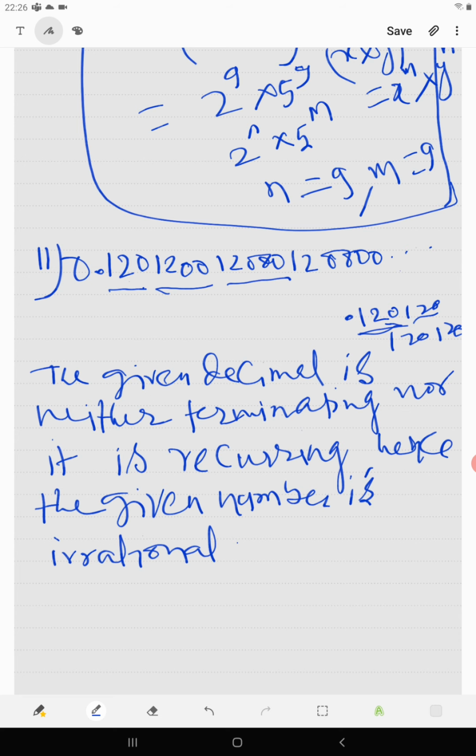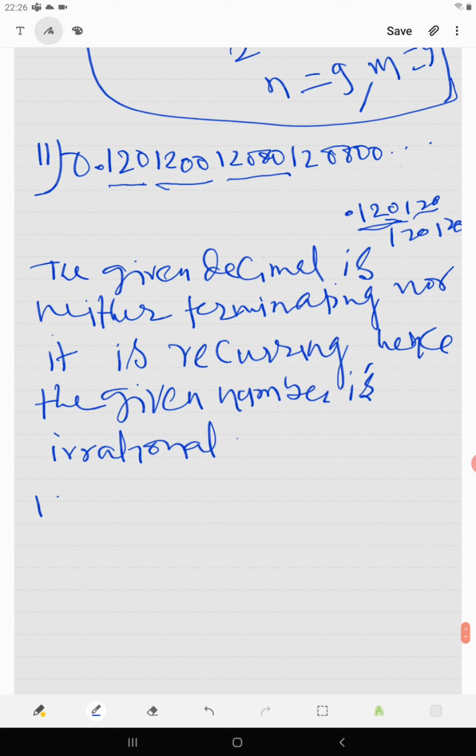Okay, now the third problem. So an irrational number is also something: first, it should not be represented in the form p by q. Second, it should be neither terminating nor recurring, then it will be an irrational number.